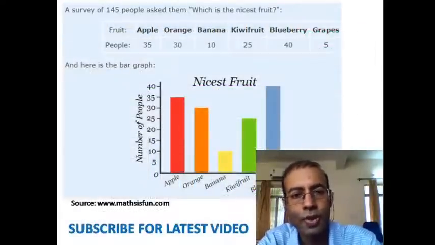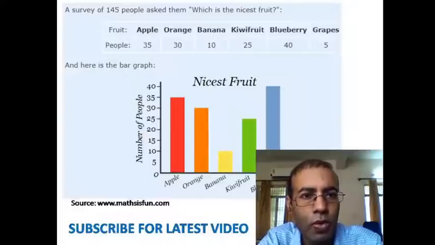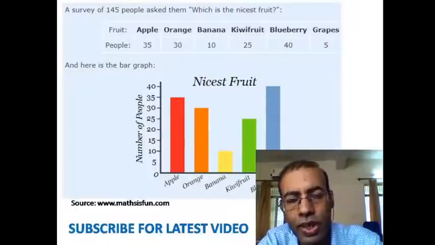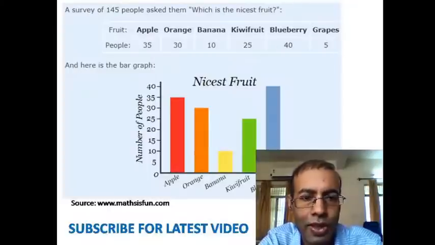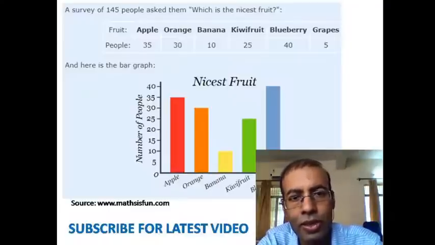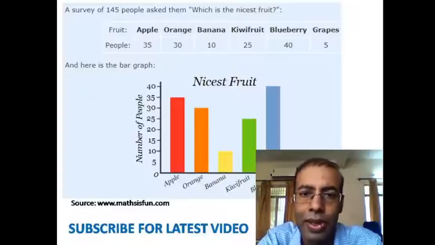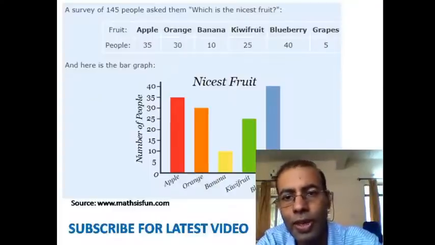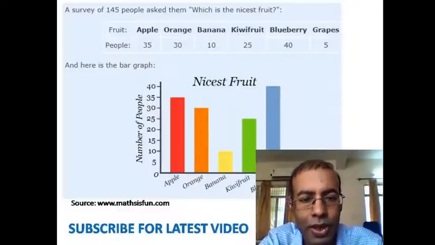This is the third example related to simple bar diagram. So here 145 people were asked which is the nicest fruit for them, which fruit they like most, and 35 told they like apple, 30 told they like orange, 10 told they like banana, 25 told they like kiwi fruit, 40 told that they like blueberry, and 5 told they like grapes. So this information was here in this picture.